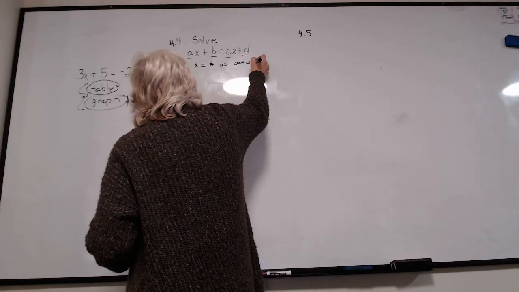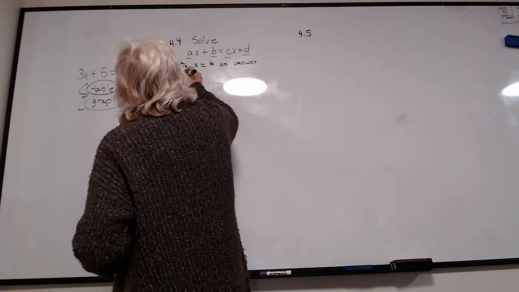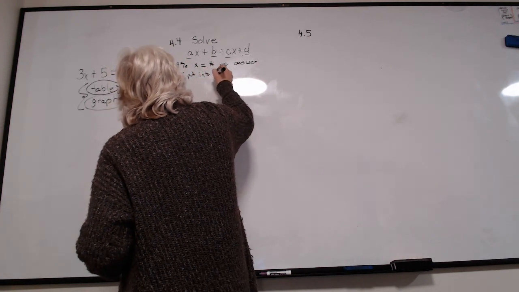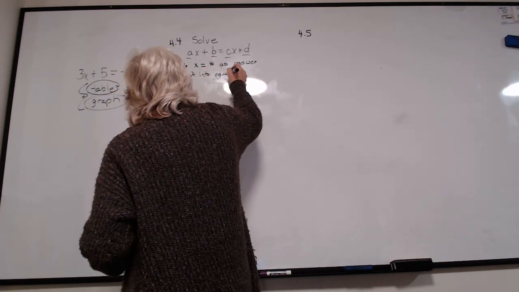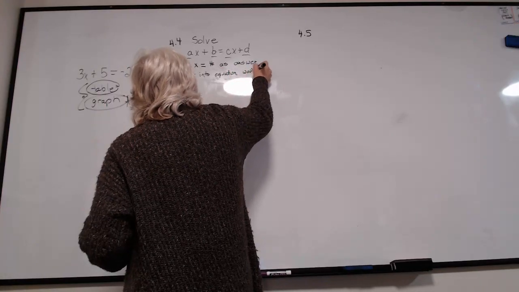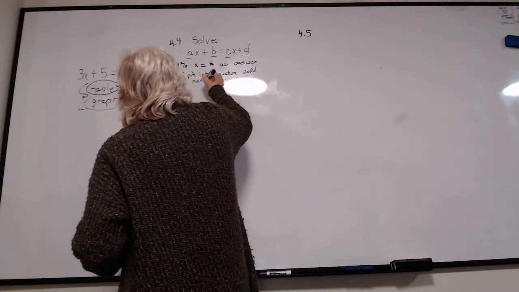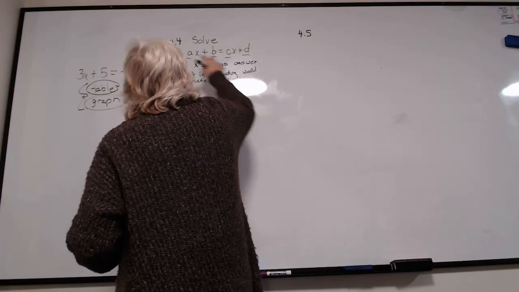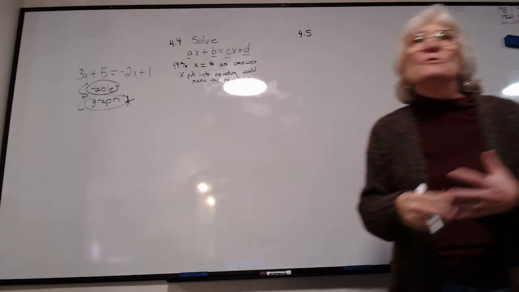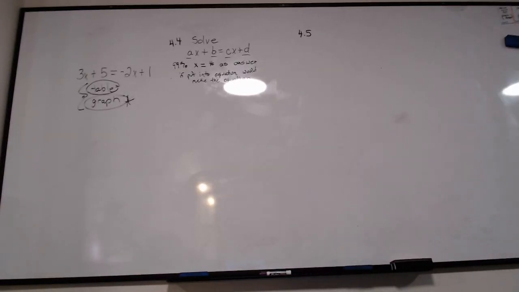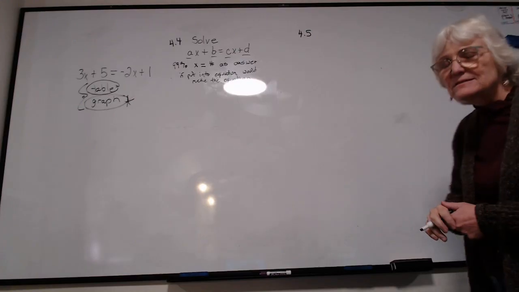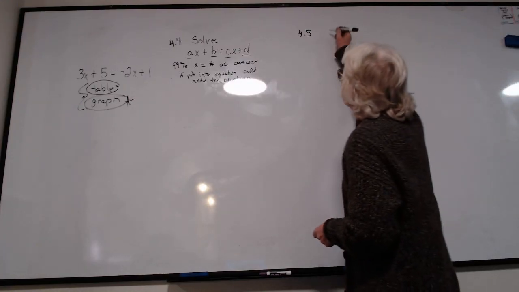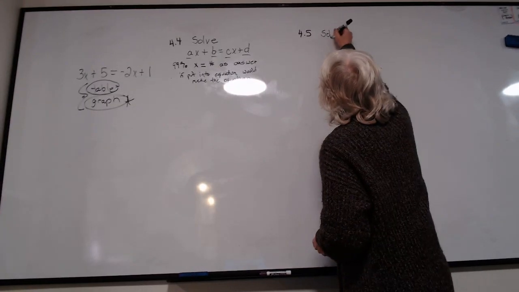And that x, if put into the equation, would make the equation true. So you can actually check these because you can put the value back in and you will know that it's true. Okay. 4.5 is not much different, but it is a little different in a few places.